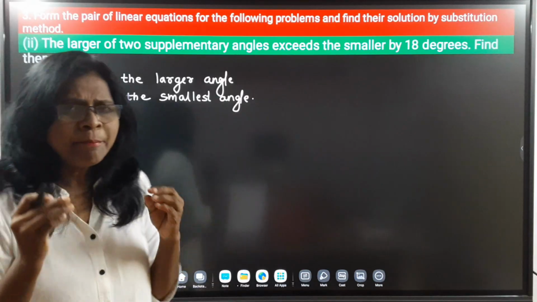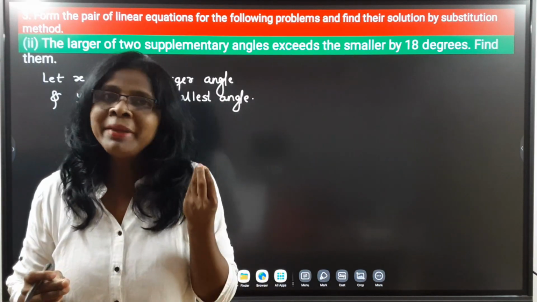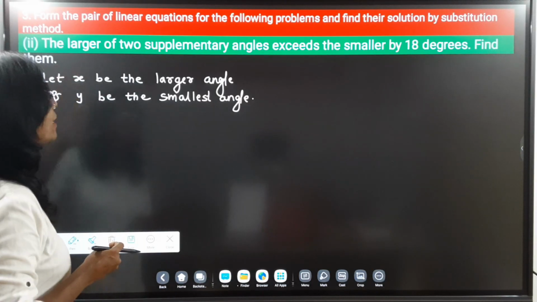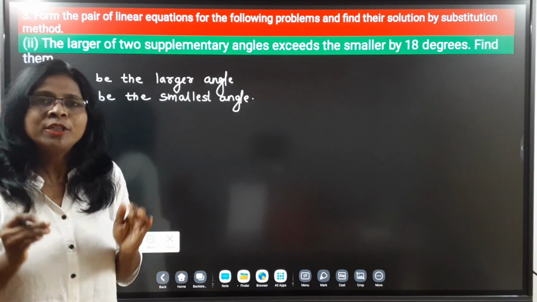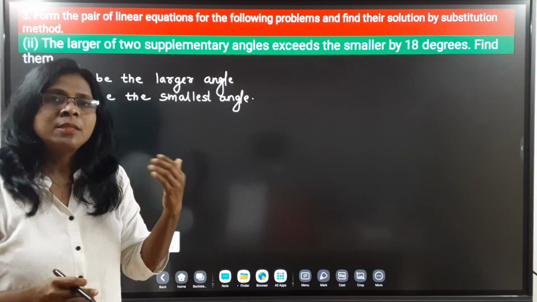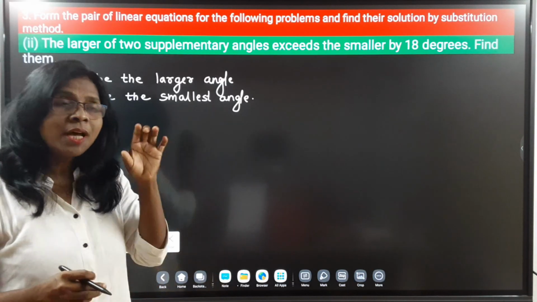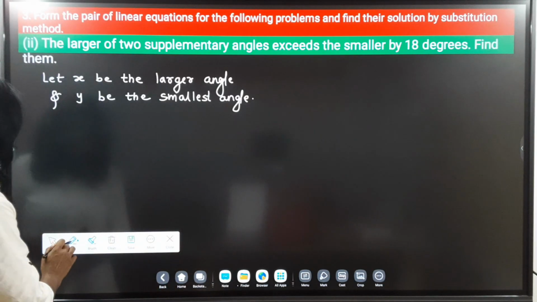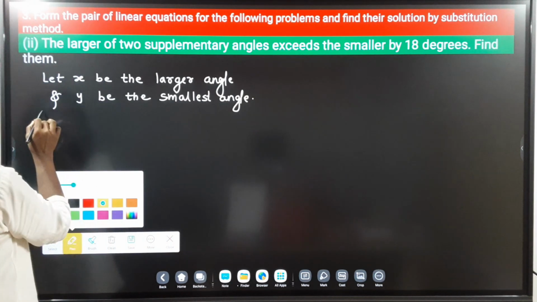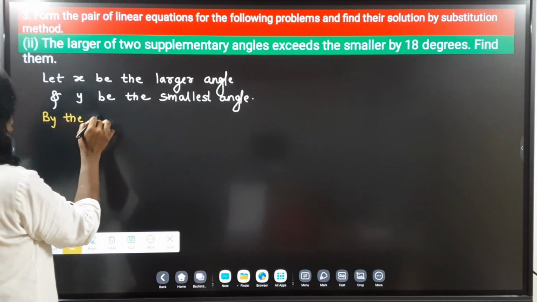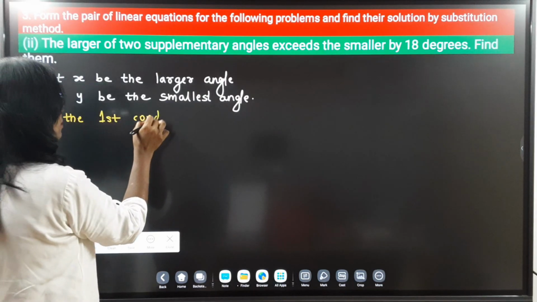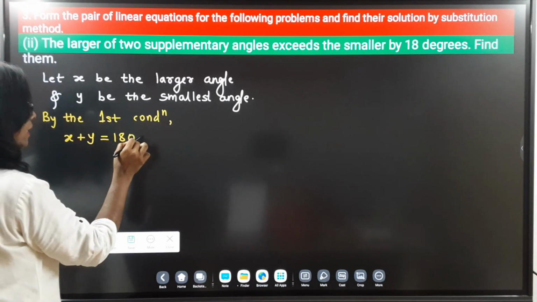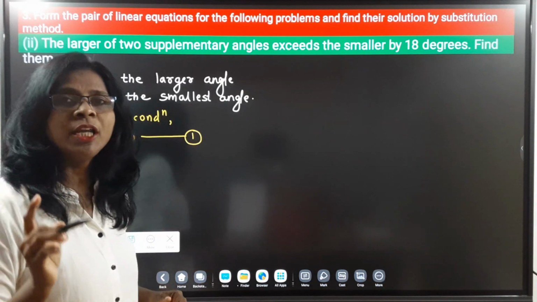Now here they mention that the angles are supplementary. That means these two angles are supplementary to each other. What is the meaning of supplementary angles? The sum of the two angles is equal to 180 degrees. So by the first condition, we can say that x plus y is equal to 180 degrees. Call it the first equation.